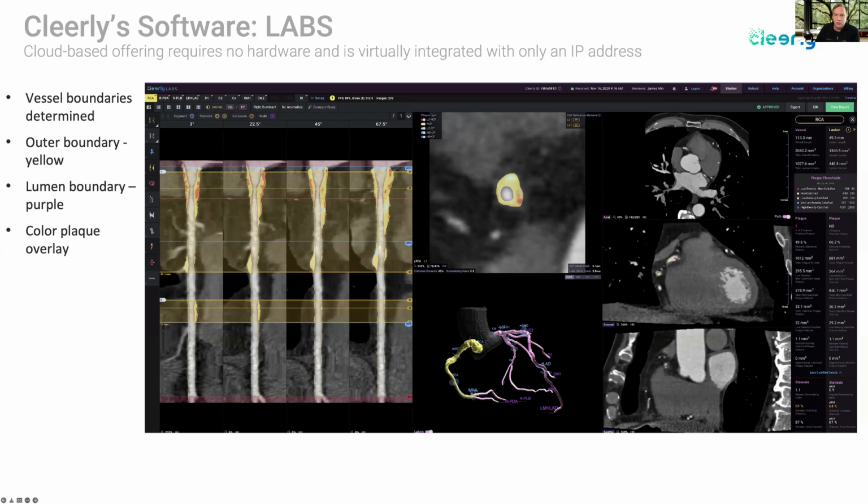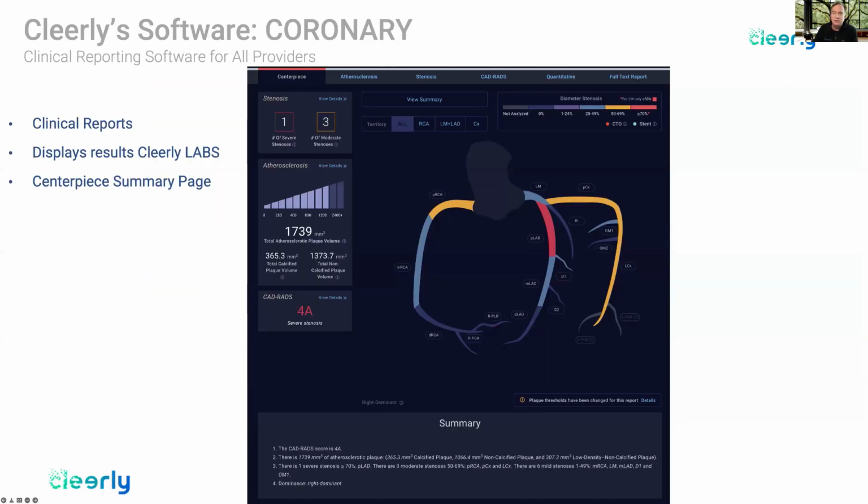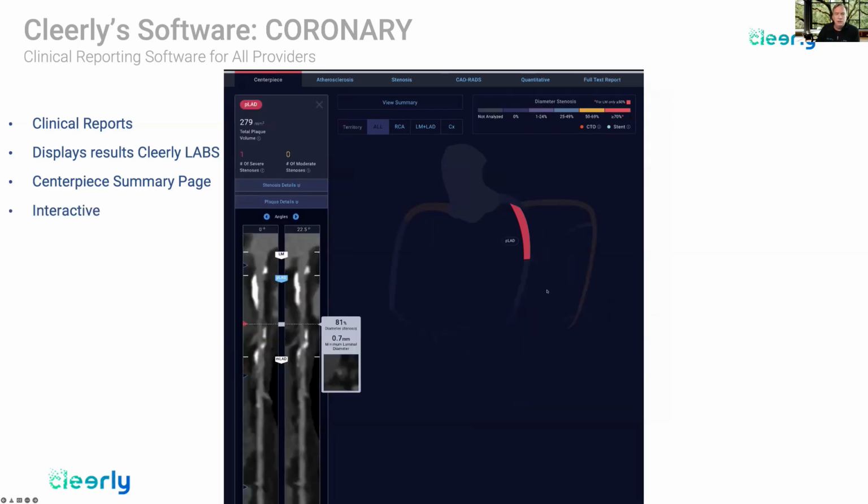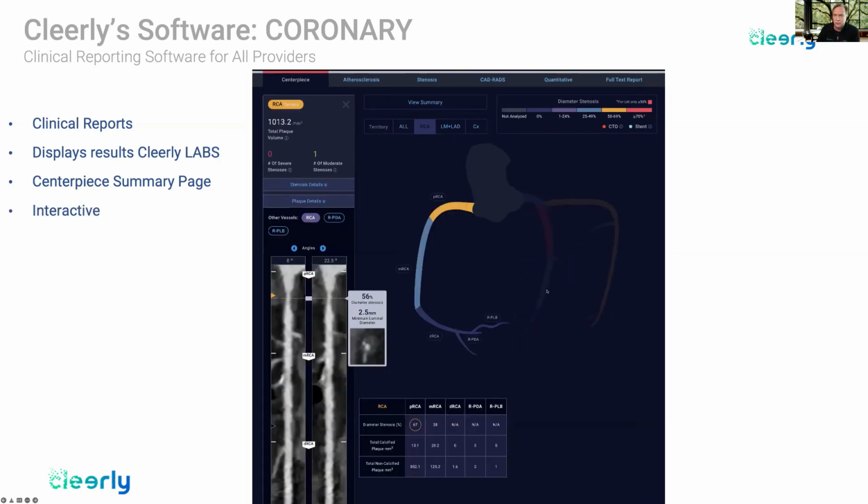All of that data is then curated over here on the right side of the screen. And then we have another reporting software that actually takes that tremendous amount of data and simplifies it down into a summary page, as you can see here, that lists stenosis severity, plaque quantities, CAD-RAD score, as well as a diagram of stenosis by individual segment. And you can click through this and get much more granular information and dynamic information about the morphology of the vessels and the degree of stenosis.